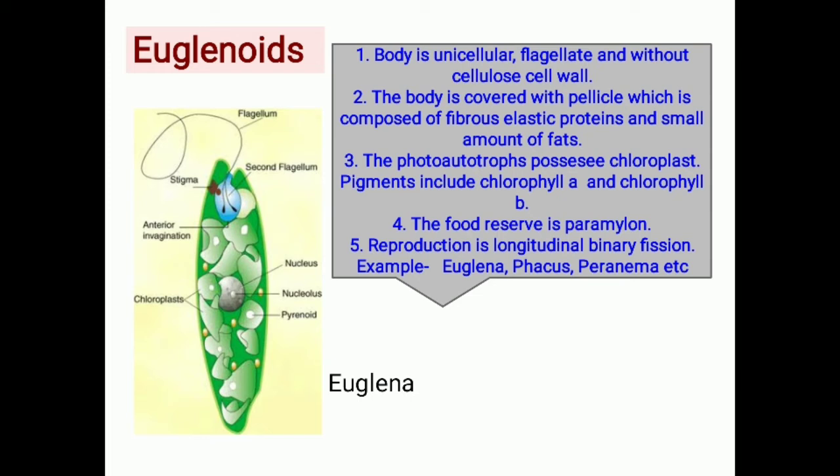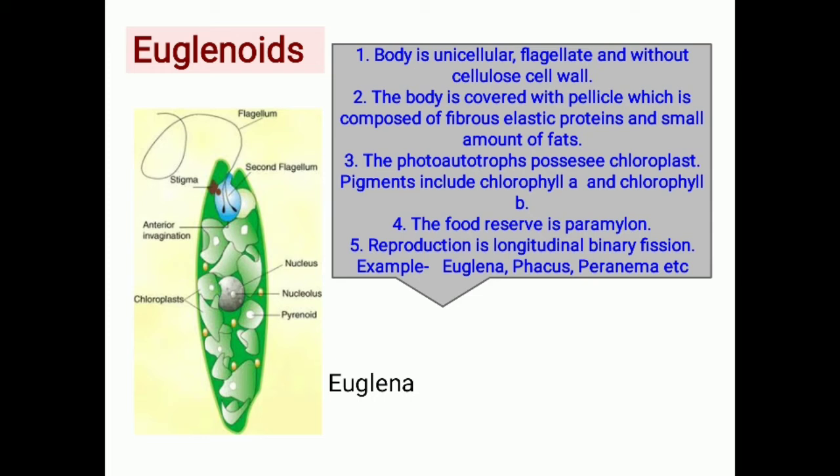Now the plant feature in case of euglena or euglenoids is that they possess chlorophyll pigments in the chloroplast, or in very simple words we can say that they possess chloroplast and they are photosynthetic in nature. And the chloroplast bears two photosynthetic pigments, that is chlorophyll A and chlorophyll B. But the reserve food material is different from that of a plant cell, and here the reserve food material is paramylon. And the reproduction is generally by longitudinal binary fission.